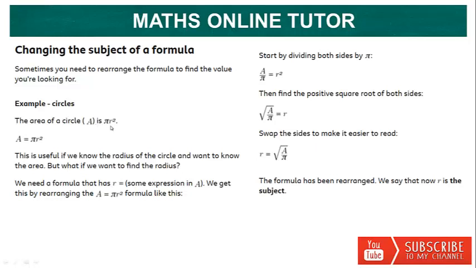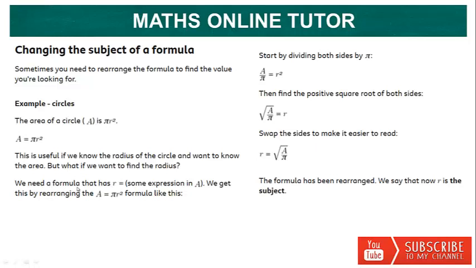We can construct a formula to find the area of the circle, where capital A represents the area and that is equal to pi times r squared. R is the radius of the circle. This is useful if we know the radius of the circle and want to find the area. All we have to do is just substitute the value of r into this formula and then find the area.